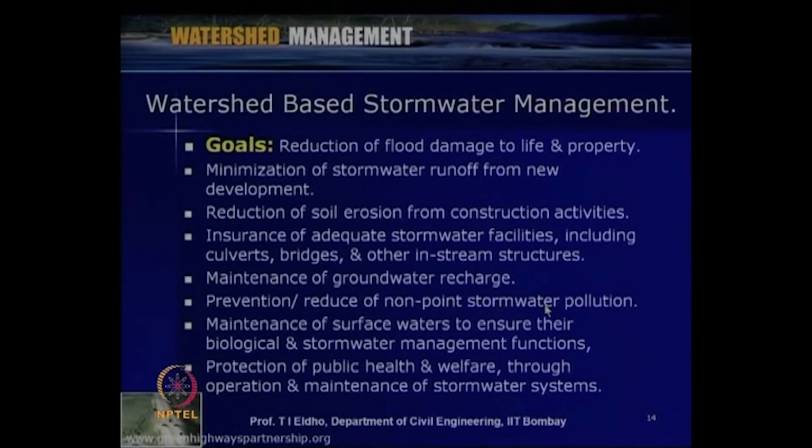then prevention or reduction of non-point stormwater pollution, then maintenance of surface waters to ensure their biological functions, then protection of public health and welfare. So, like that, a number of goals can be set as far as watershed based stormwater management is concerned. Depending upon the area, depending upon the urbanization that has already taken place, or the pace at which urbanization is taking place, we can set our goals, and then we can try to achieve these goals.